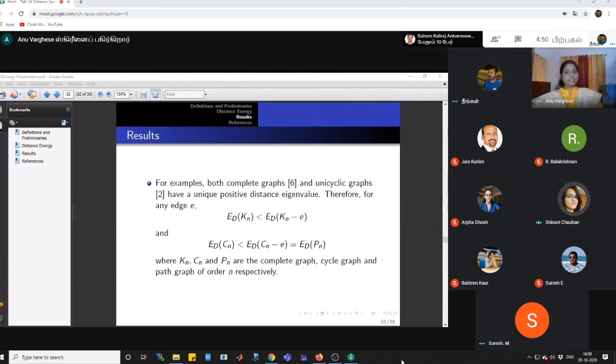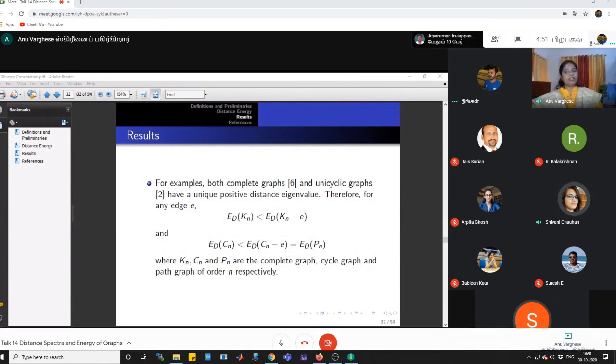So, ma'am, that means we can also say that if we add an edge to a graph, and its order is the same, then the distance energy will increase. That is the reverse process of edge deletion. Can we say that? But both cases will occur. On edge deletion, sometimes for some graphs, distance energy may increase. Exactly.